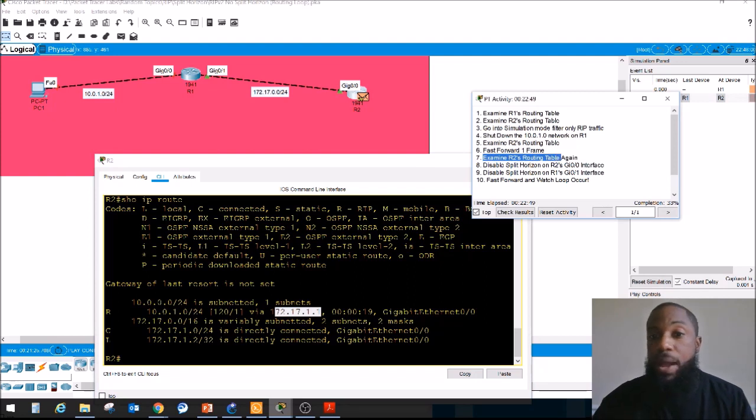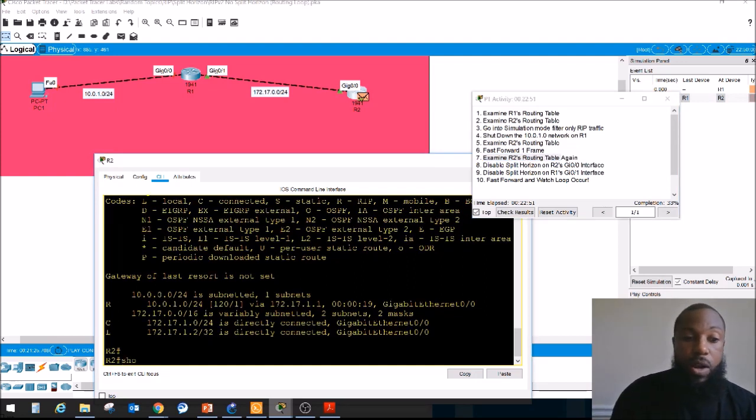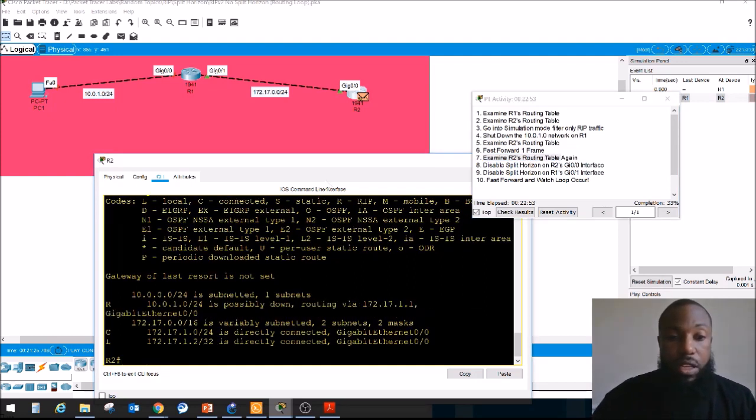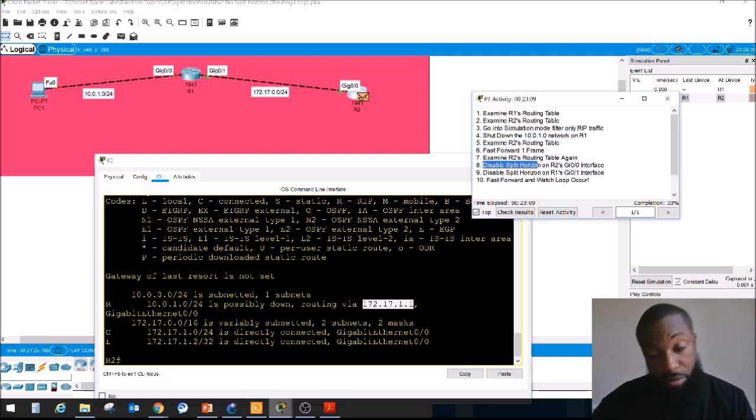Examine router 2's routing table once again. Show IP route. And now we got a message that says 10.0.1.0 network is possibly down. We learned this. We're going to be routing via 172.17.1.1. Well, guess what? That's the same interface we learned that from, right? Let's disable. Uh-oh. This doesn't sound like a good idea.